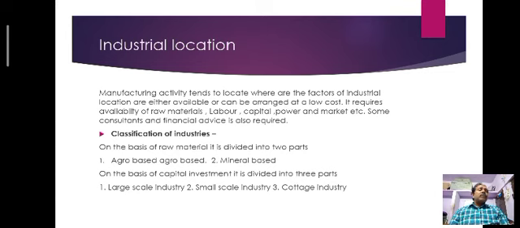Agro-based industries are those industries which are dependent on agriculture. Agriculture provides the raw material, such as for paper industries, sugar industries, cloth industries and so on. Whereas mineral-based industries are those industries where the raw material is obtained from mines, such as iron, copper, aluminium, etc.